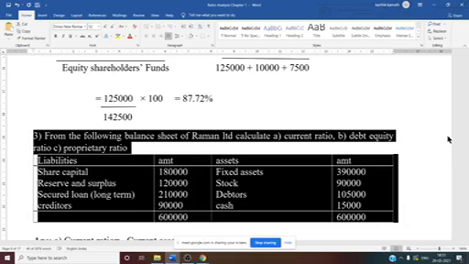That's it. So now liability side: share capital, that is shareholders fund. Reserves and surplus, shareholders fund. Secured loan, long term.